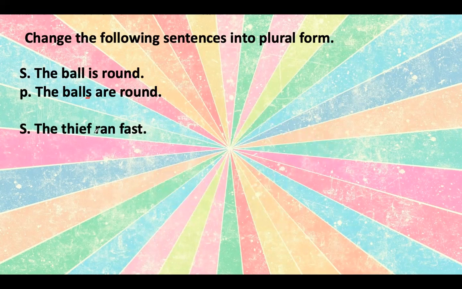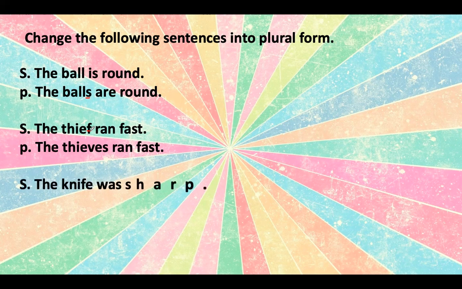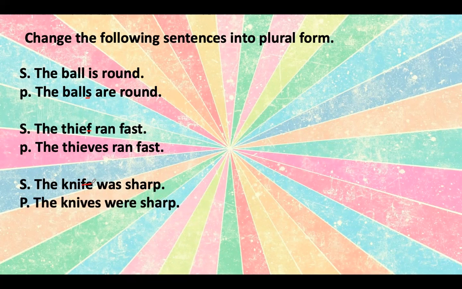Next, the thief ran fast. Now what we need to put in place of F to make it plural? VES. The thieves ran fast. Then we have the knife was sharp. Again, in place of FE, we need to put VES. The knives were sharp. Here there was one knife, that's why we have written was here. And there were so many knives, so we have written were here, okay?